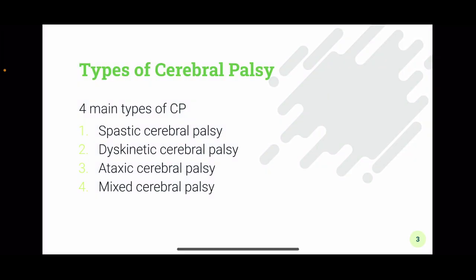There are four main types of CP. The first one is spastic CP, the second one is dyskinetic, the third one is ataxic, and the fourth one is mixed.